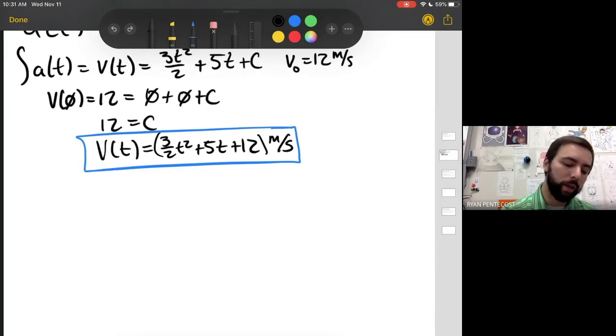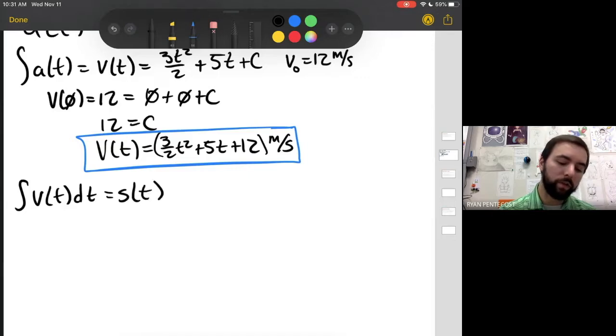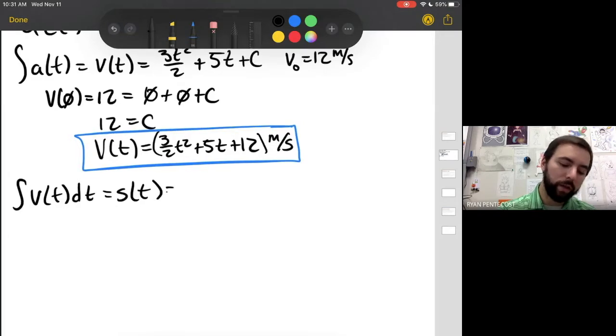Now, if we take the integral of v of t dt, I didn't put dt up top, my bad. That would equal s of t. That is your function for position. So let's find that. S of t, let's take the integral of what's above. We have 3 halves t cubed divided by 3 plus 5t squared over 2 plus 12t plus c.